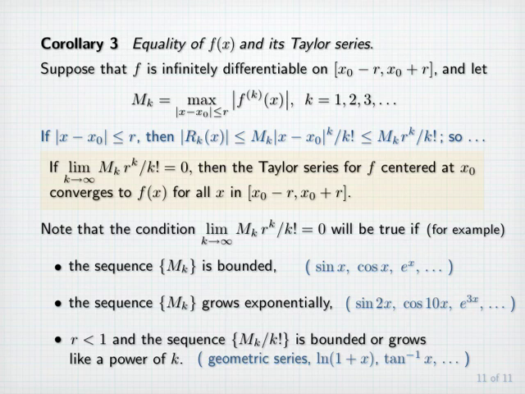So all of this means that, unless the sequence M sub k grows faster than any power of k times k factorial as k goes to infinity, the function's Taylor series will equal the function on an interval centered at x naught.